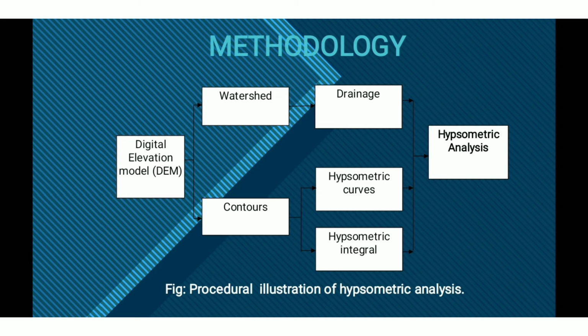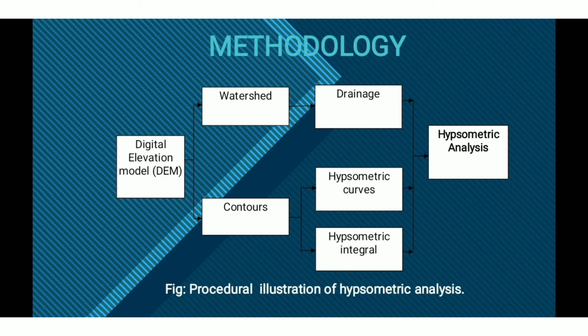Here it shows the methodology adopted for hypsometric analysis. The DEM of the watershed will be processed through ArcGIS software and spatial analyst tools like fill, hydrology tools, flow direction, flow accumulation and applying a threshold value. Then the pour point tool will be used to obtain the drainage pattern and to delineate the boundary of the watershed. Watershed delineation was already discussed in detail in a previous video.